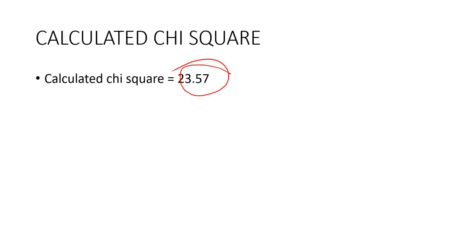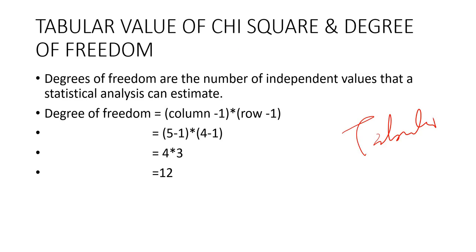We got only the calculated chi-square value. Now I am going to tell you what is the tabular value of chi-square and the degree of freedom. First, what is degree of freedom? Degree of freedom in statistics is the number of independent values that a statistical analysis can estimate. The formula for degree of freedom is (columns minus 1) into (rows minus 1).